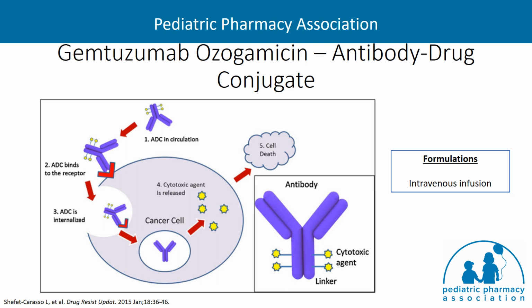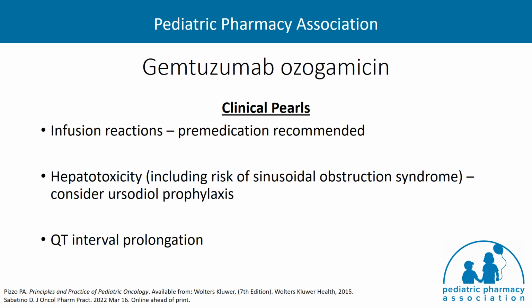Ultimately, this antibody binds to CD33 on AML cells, is internalized, and then the calicheamicin component is released, which then results in DNA double-strand breaks leading to cell apoptosis and cell death. There are quite a few clinical pearls associated with this medication.